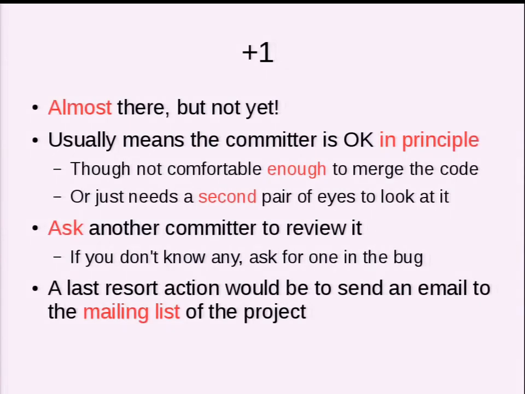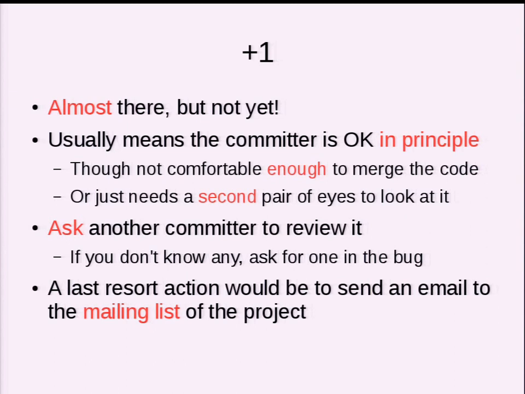Then we get into the positive area, which is nice. A +1 is usually so when you are asked to review it, there are two things you can do as a committer. You can either look at the code, just eyeball it and say, I can't find anything wrong with it, and that's usually a +1. Or you can actually get the code, merge it, test it extensively, and say, I fully agree with this, I tested it myself, so that's a +2 and let's merge it.